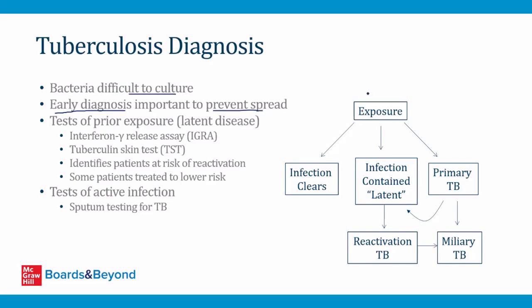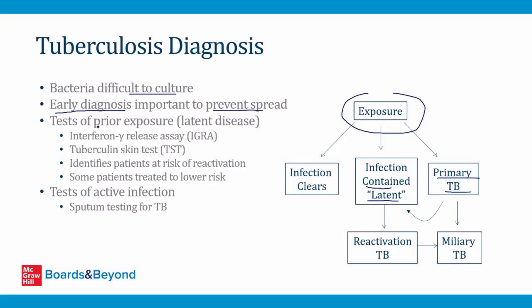So in the first video on tuberculosis, I talk about how exposure can lead to active disease like primary tuberculosis, but it can also lead to a contained infection. This is called latent tuberculosis. The infection is still present in the body, but it's contained by the immune system and it's asymptomatic. And this latent infection can persist for years or decades or even a person's entire life.